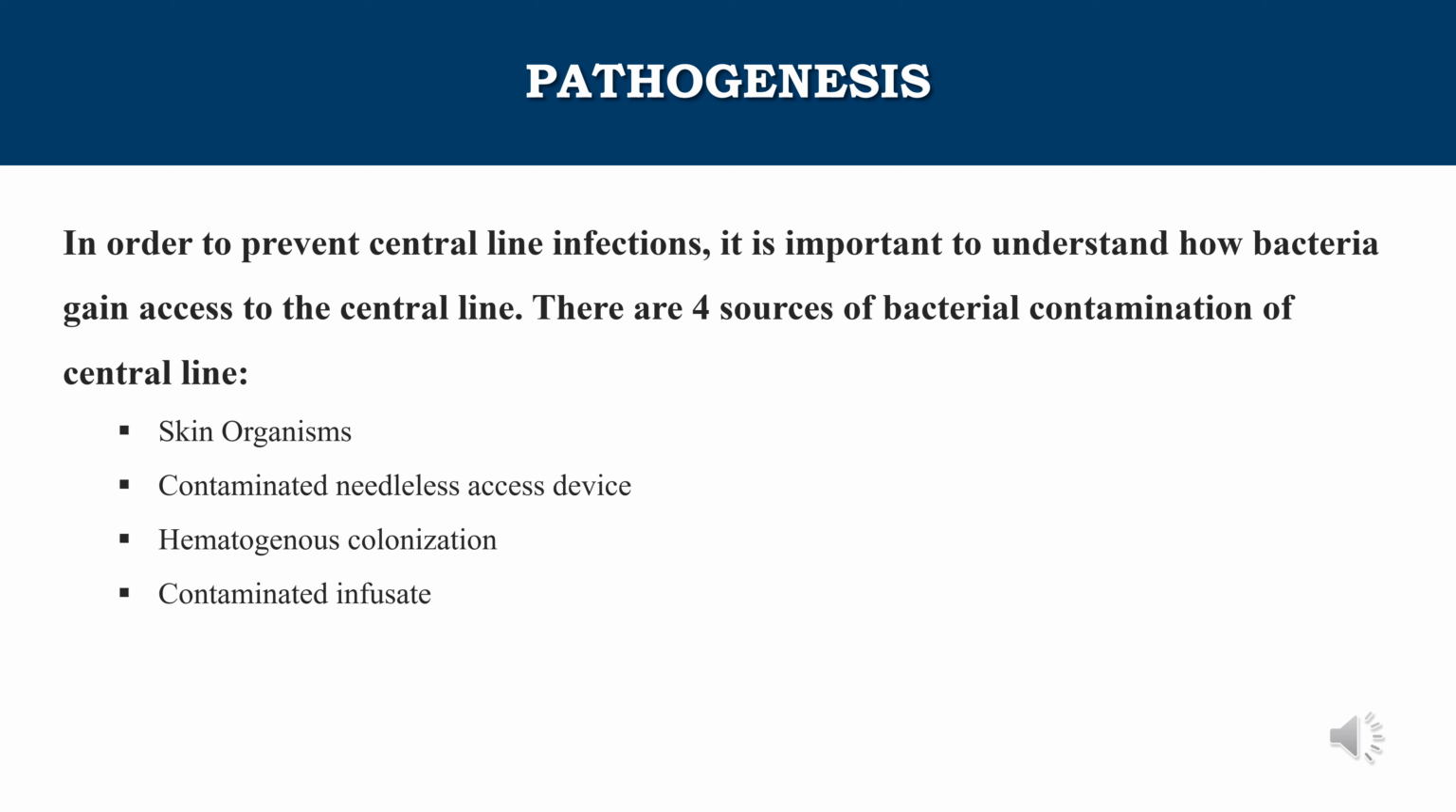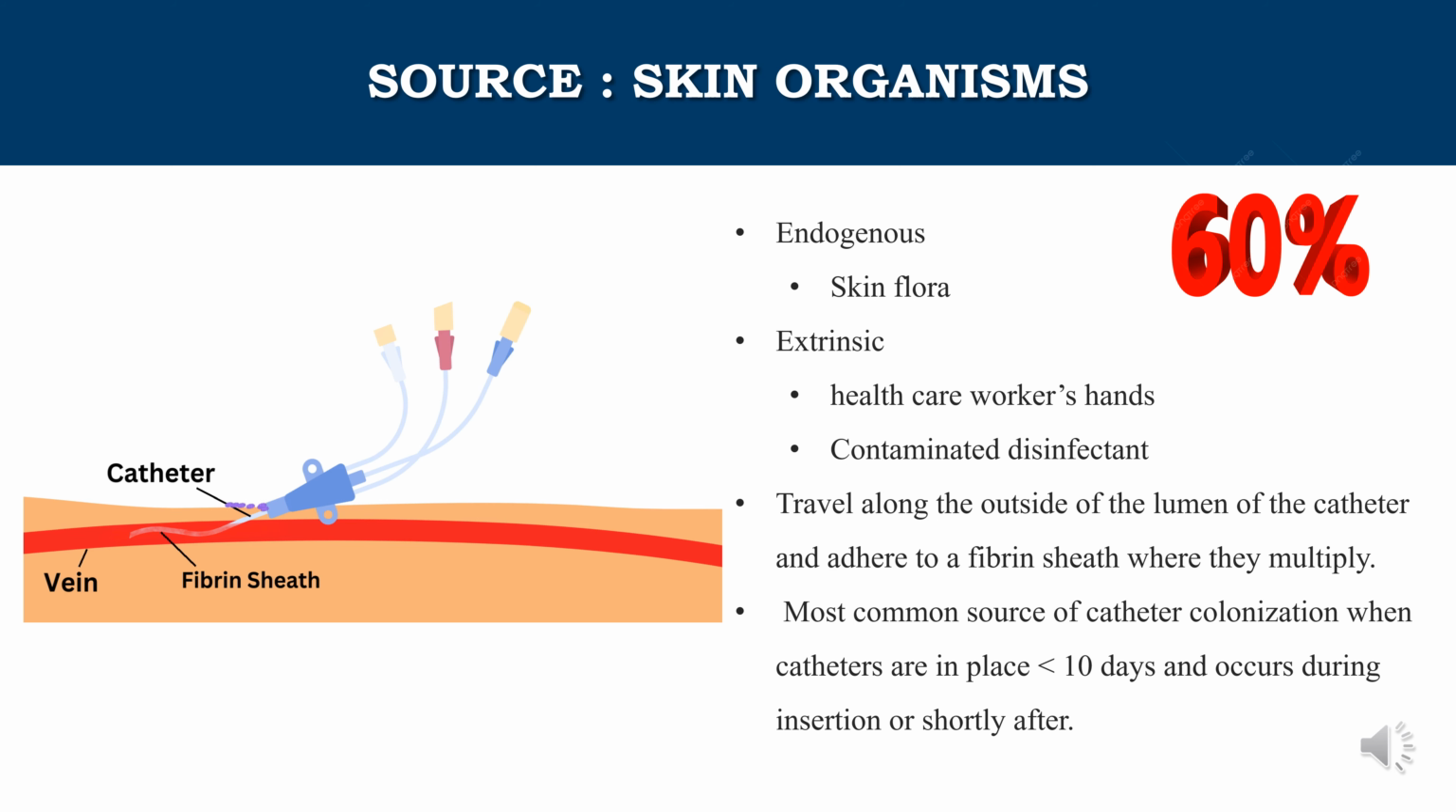In order to prevent central line infection, we need to decide which infection control measure we need to apply to prevent CLABSI. We must first understand how bacteria gain access to the central line. There are 4 common sources of bacterial contamination of the central line, which are skin organisms, followed by contaminated needleless access devices, hematogenous colonization, and contaminated infusate. The first common source is skin organisms, which are either endogenously from the skin flora of the patient or extrinsically from the hands of healthcare workers or contaminated disinfectants, which account for about 60% of all cases.